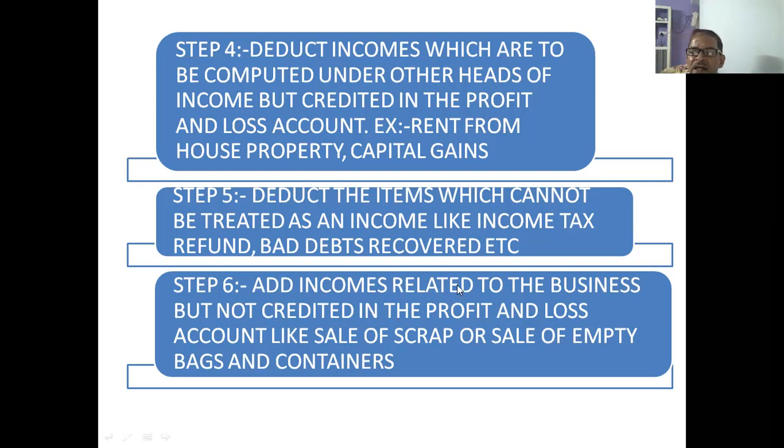Now step 6. Add incomes related to the business but not credited in the P&L account, like sale of scrap or sale of empty bags and containers. There are some incomes which are not shown on the P&L account credit side, shown in adjustments, like sale of scrap or sale of empty bags and containers. Those have to be added back. So step 6 is you have to add those business related incomes not shown on the credit side of the P&L account.